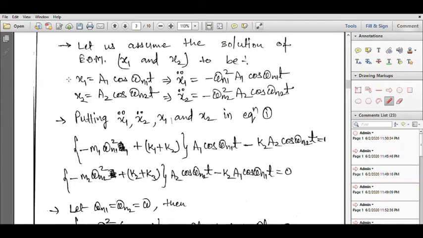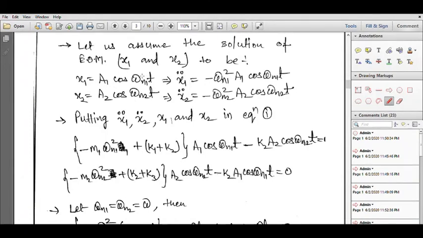So I have taken one form out of them. I've assumed x1 to be equal to a1 cos omega n1 t, and I've assumed x2 to be a2 cos omega n2 t, where a1 and a2 are the amplitudes of the x1 and x2 vibrational displacements.